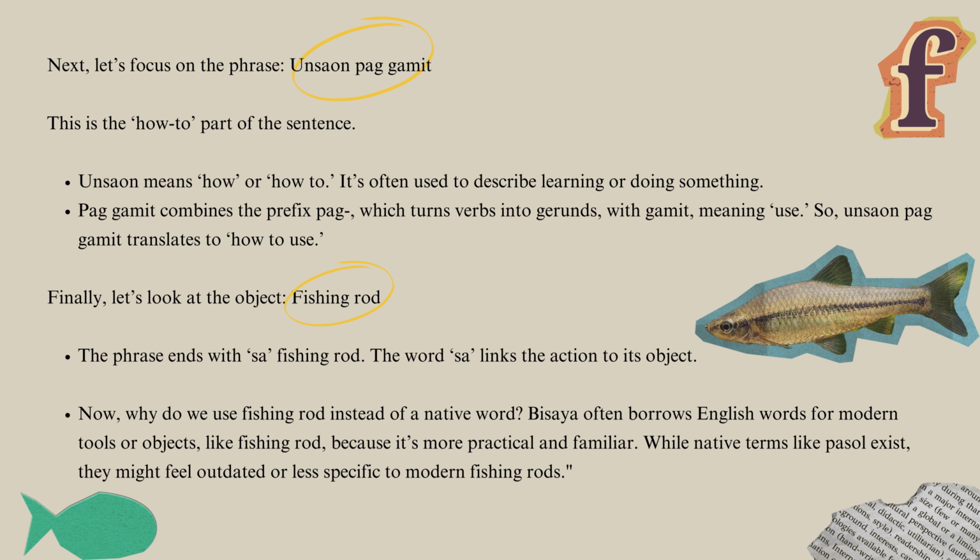Finally, let's look at the object, fishing rod. The phrase ends with sa fishing rod. The word sa links the action to its object. Now, why do we use fishing rod instead of a native word? Bisaya often borrows English words for modern tools or objects, like fishing rod, because it's more practical and familiar. While native terms like pasol exist, they might feel outdated or less specific to modern fishing rods.